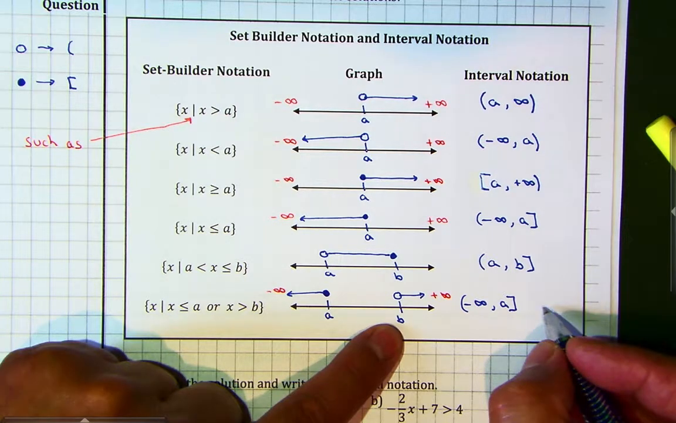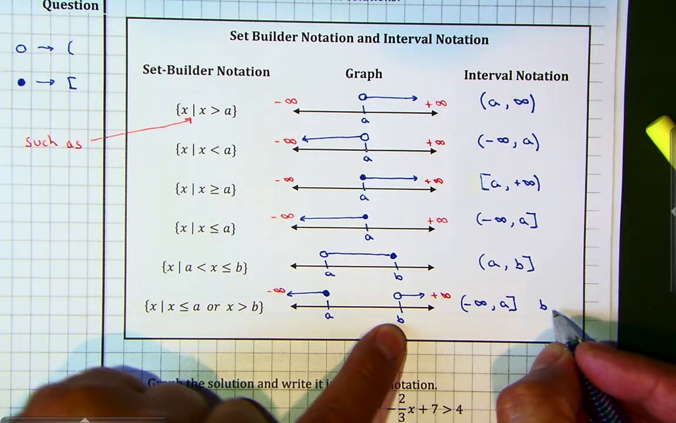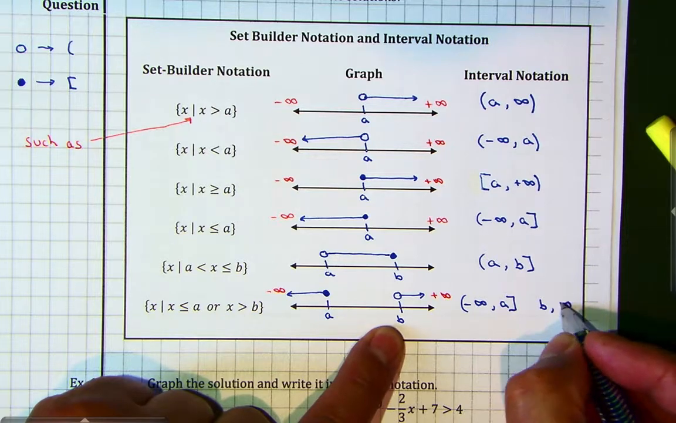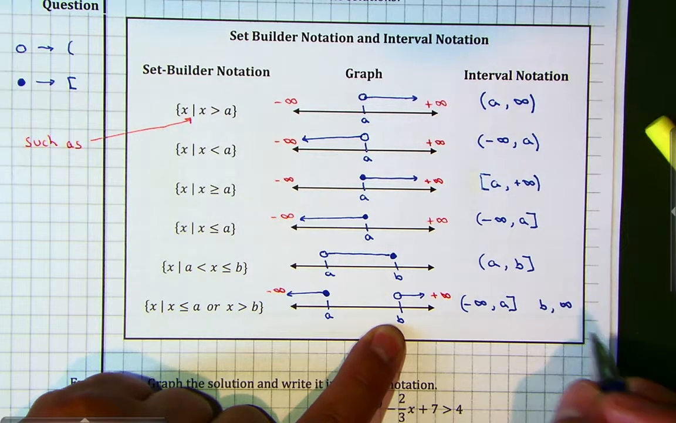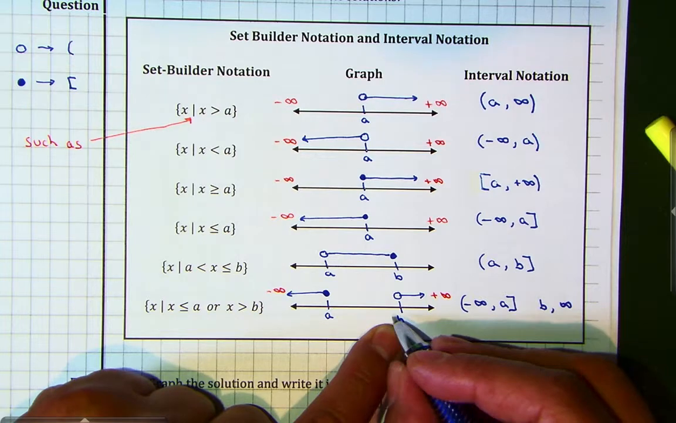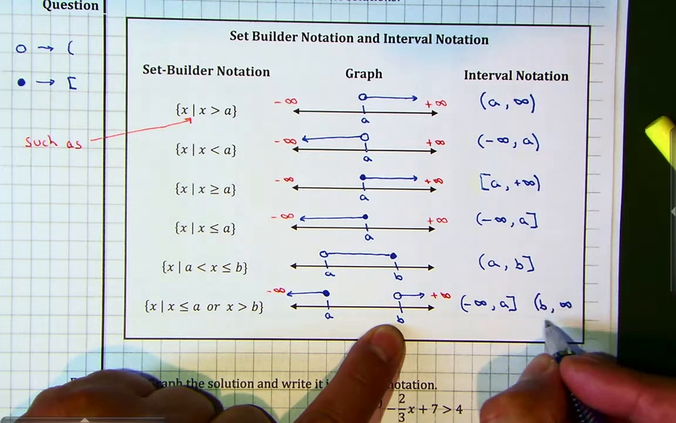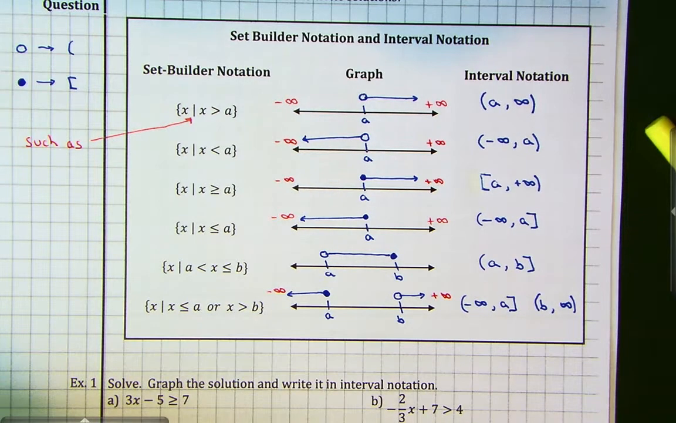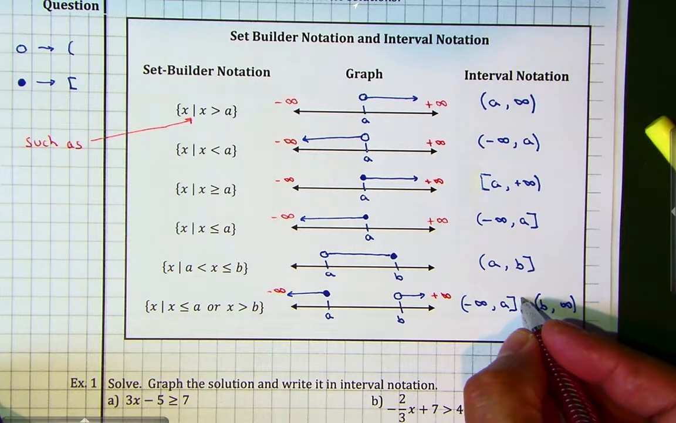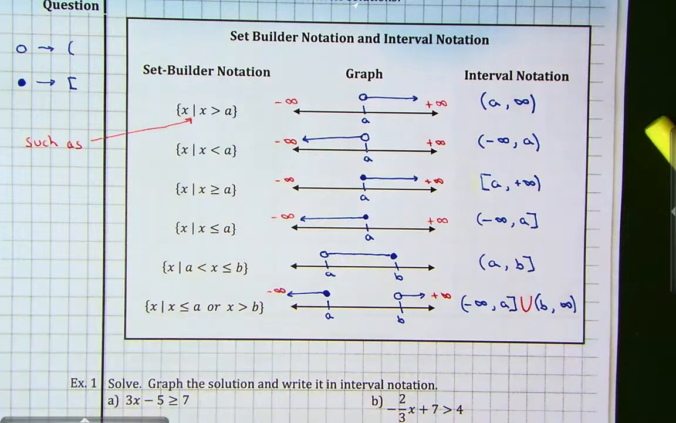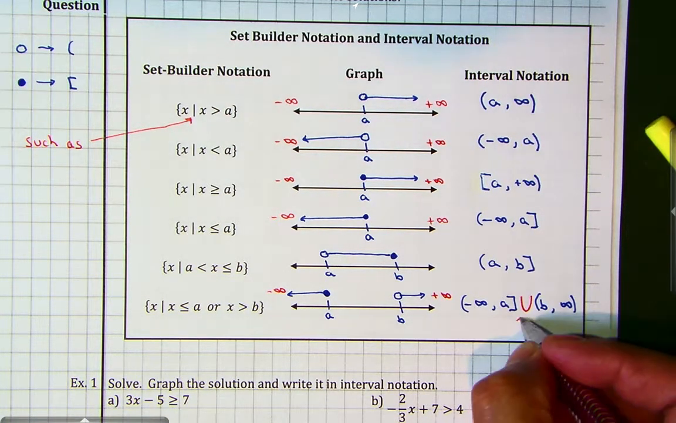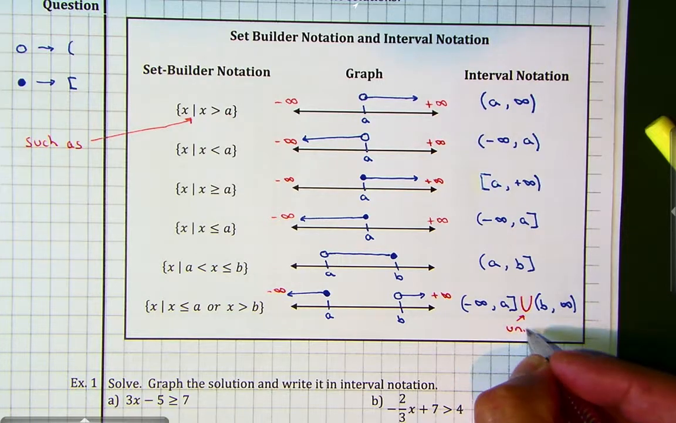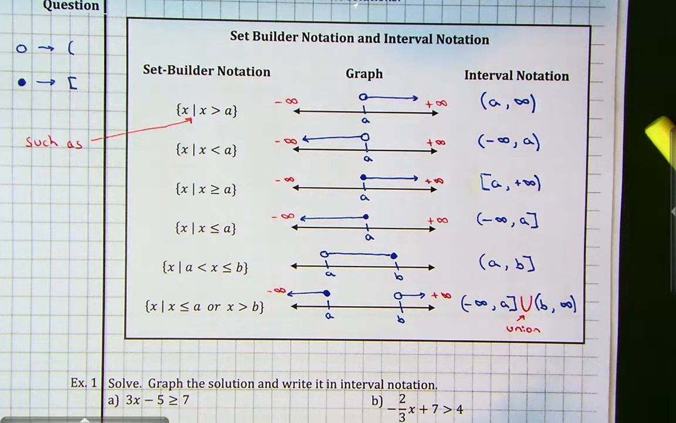Then from b all the way to positive infinity, and if you want, you can place a little plus in here, where b is not included, so we place parentheses. We never reach infinity, so we also place parentheses. And in the middle, we're going to place a union. So the U will be union, a union of both sets.